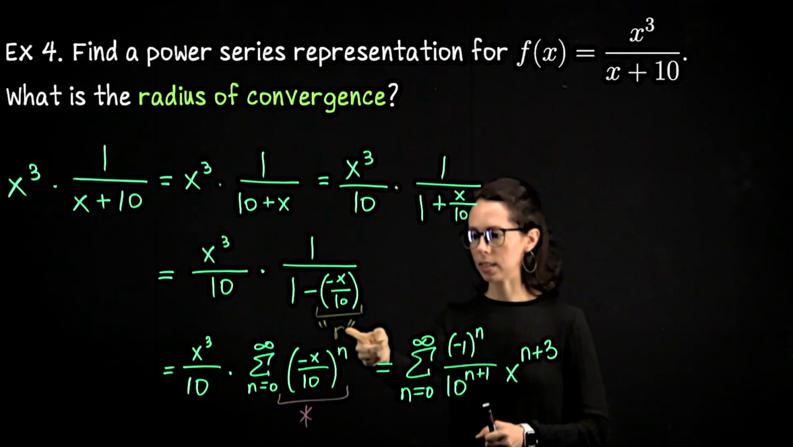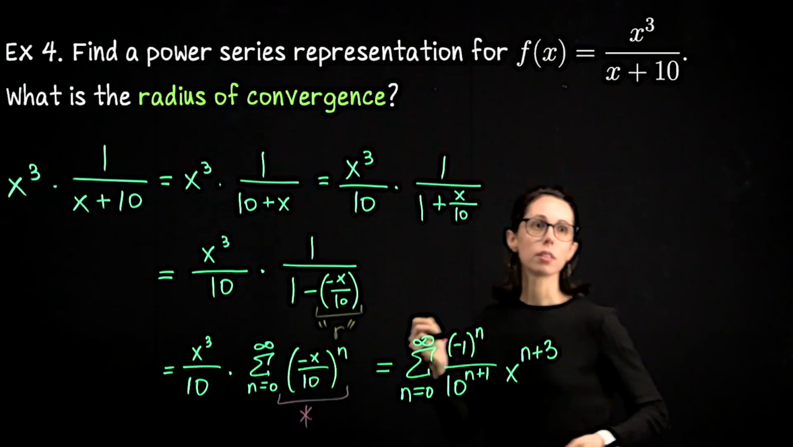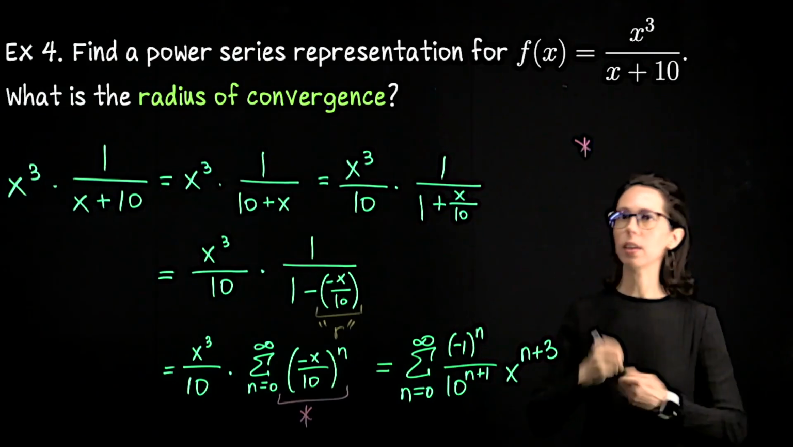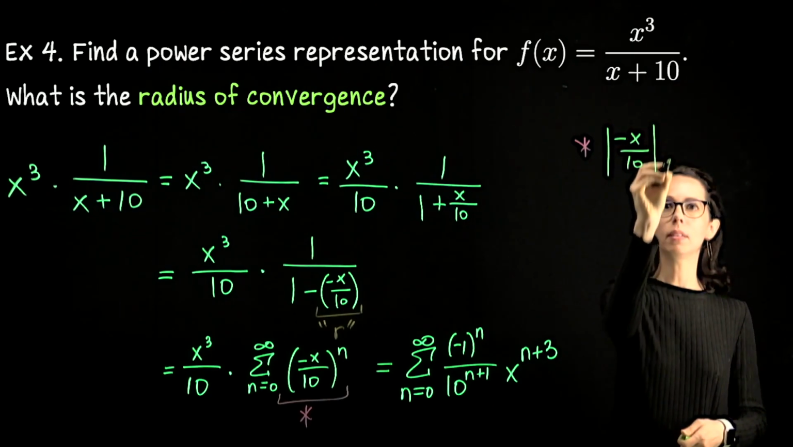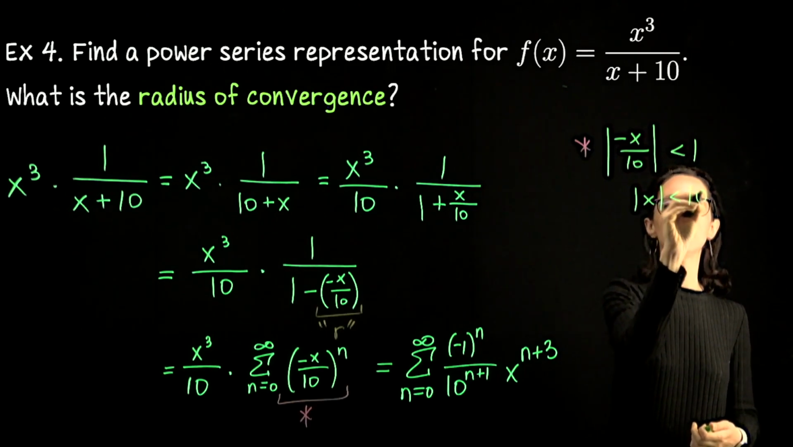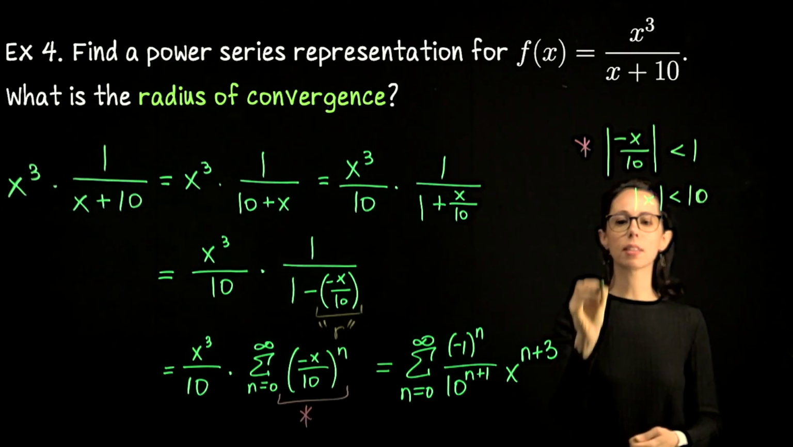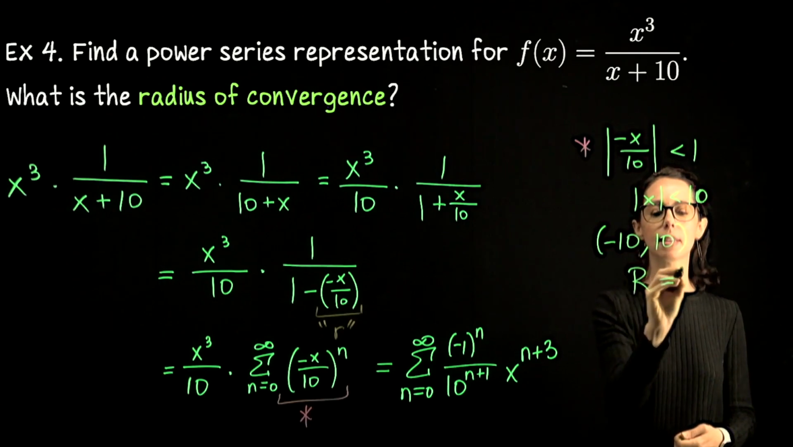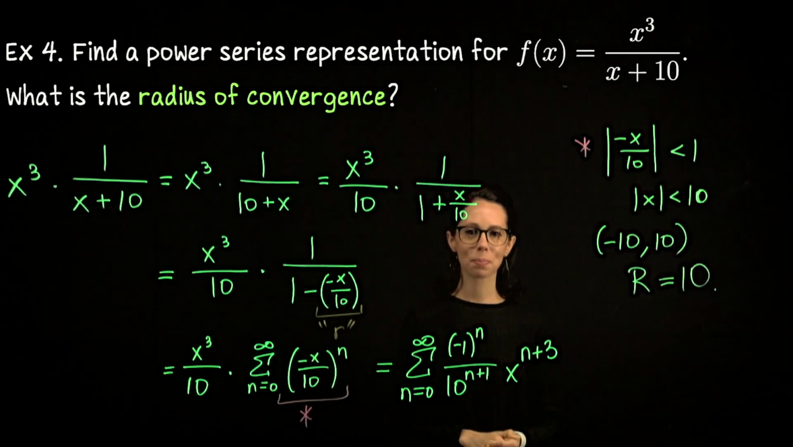So in particular, we need this base, what I'm calling r, to have an absolute value less than 1. So for convergence, we need to say that the absolute value of negative x over 10 is less than 1. So that means that the absolute value of x is less than 10. That gives us an interval of convergence of negative 10 to 10. And of course, the radius is 10. All right, we have one more example.